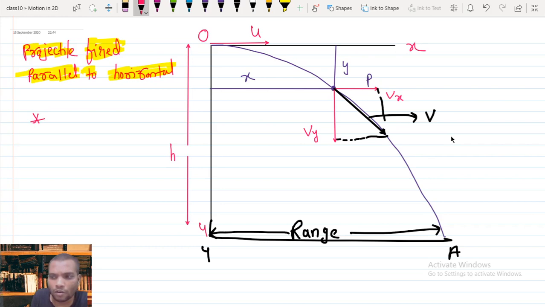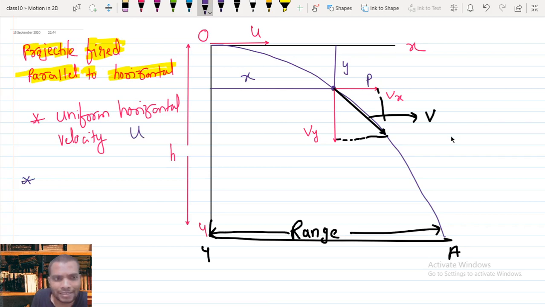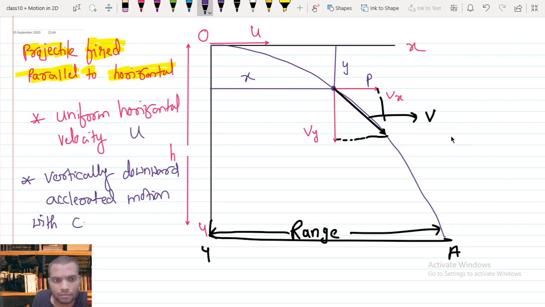The first one, the object has uniform horizontal velocity. In projectile motion, that is the very key point: uniform horizontal velocity. So here I can take that uniform horizontal velocity as u. And the second point, it is vertically downward accelerated motion with constant acceleration equal to g. So these two are the key ingredients to solve our next components.